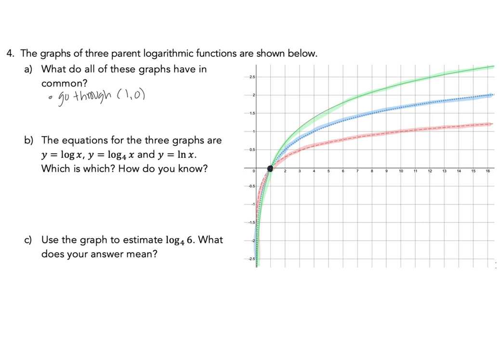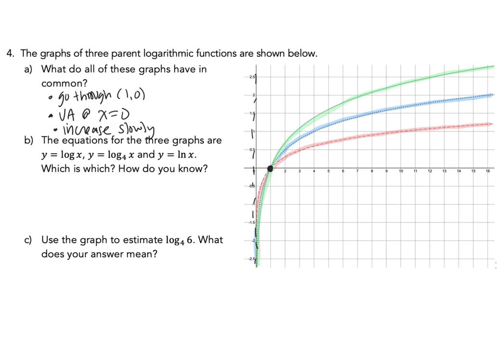Hopefully you also say they all have a vertical asymptote at x equals 0. That's also true, they all have this vertical asymptote right here. And they all increase as x goes to infinity. They all increase maybe slowly, is what you're noticing. It's not super steep, it's just going to be a slow increase as you go to infinity.